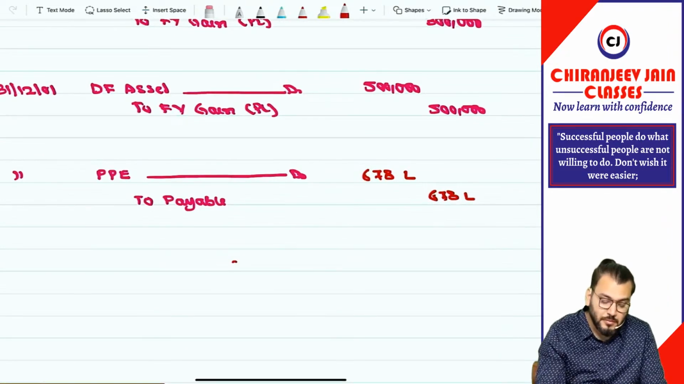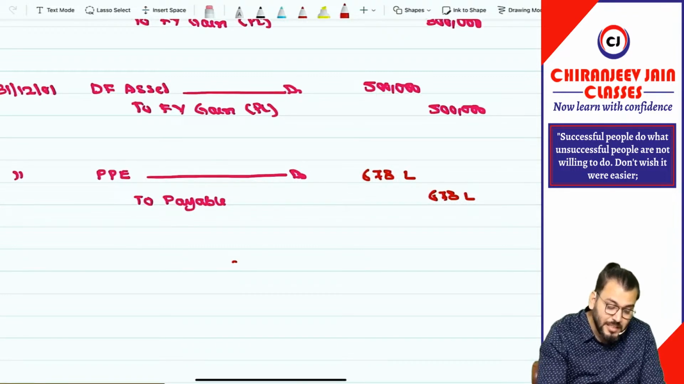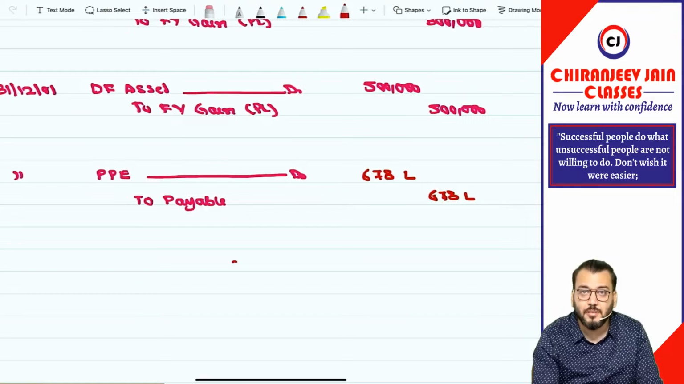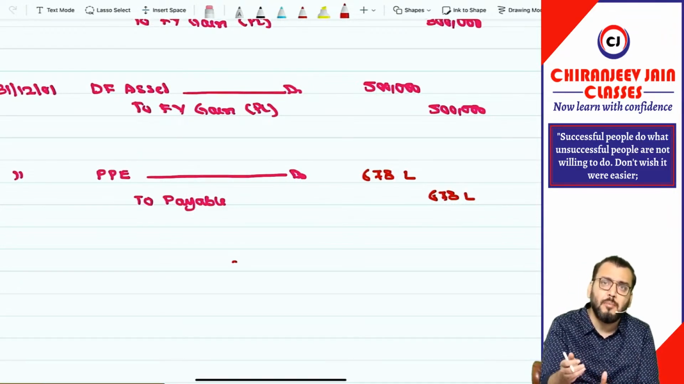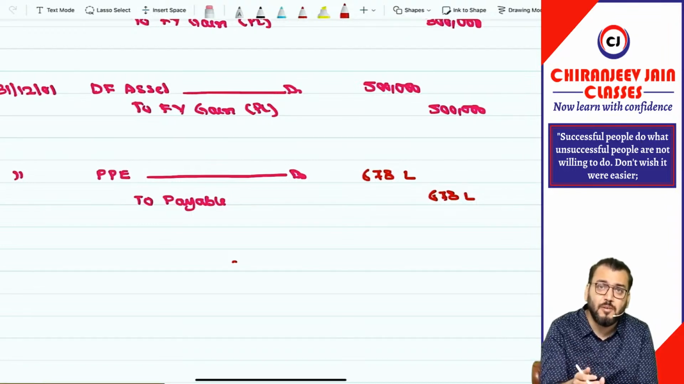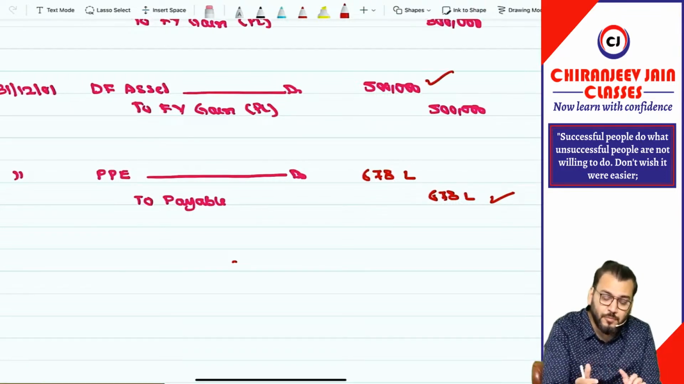678 lakhs. Any doubt? Now there is a derivative financial asset. And because this contract has been done with company B, there is some amount receivable from company B in the way of derivative asset. So this amount is payable and this amount is receivable, so we'll net off.